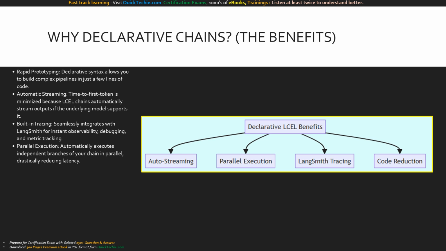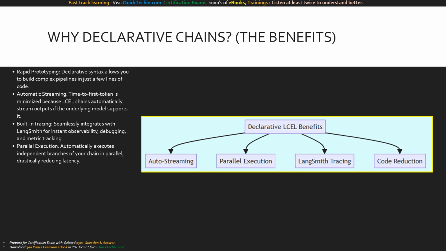Furthermore, declarative chains provide automatic streaming. Instead of waiting for a massive response to generate, LCEL streams tokens as they are produced, giving your users a highly responsive experience. Lastly, because the framework knows the exact structure of your chain, it integrates seamlessly with LangSmith. This means you get out-of-the-box tracing, debugging, and observability without having to instrument every single function call manually. You get enterprise-grade features for free.